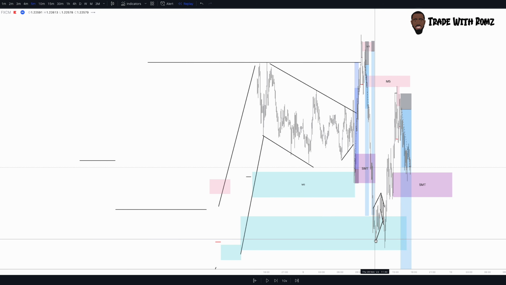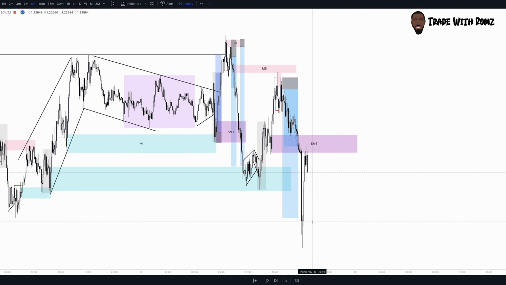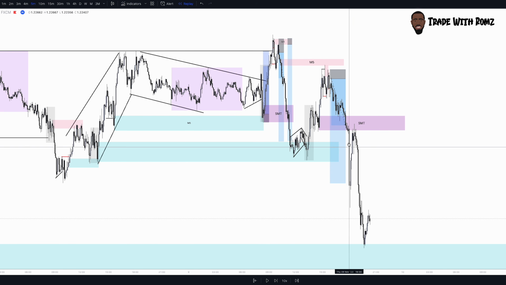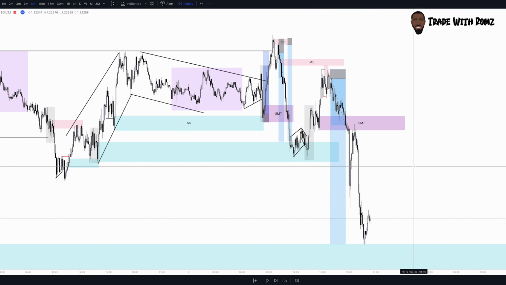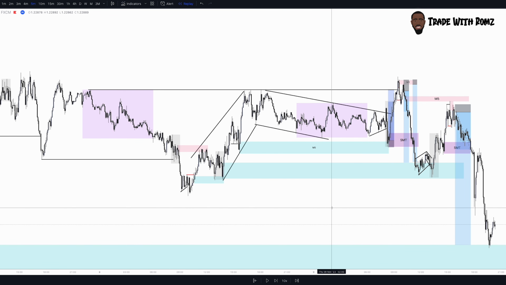So we're going to the M5, I press play. There we go, aggressive move down, right? And then price kept going down to the demand zone. So this could have been a good trade as well. So at this low here, an 11R, to the demand zone, 17R. Another opportunity worth back testing. But that is that.